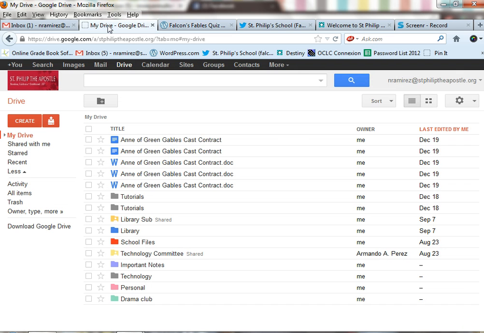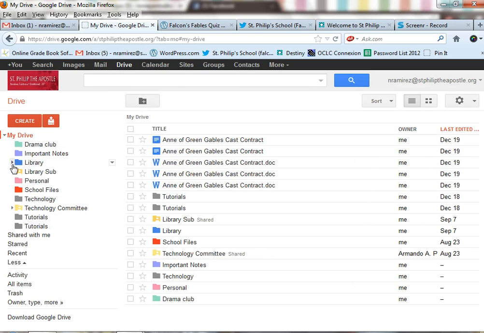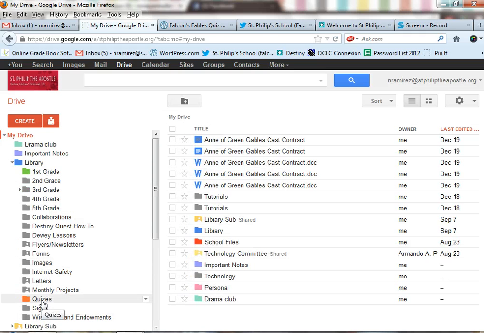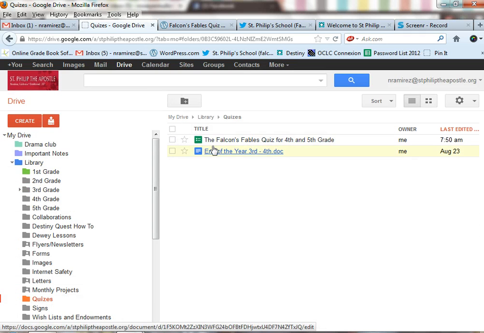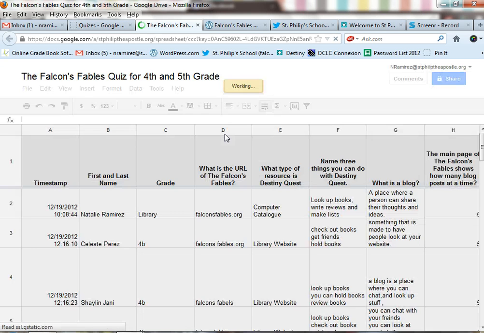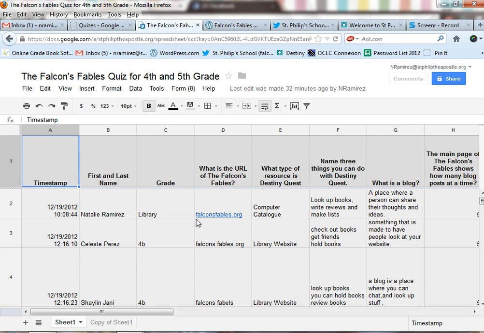And what happens then, in my Google Drive, the form creates a spreadsheet. So if I go to where I have set it up to save it, there it is, the Falcon's Fables quiz for 4th and 5th grade. And that little symbol is the spreadsheet symbol. So if I open it up, I now have a spreadsheet with all the people who have taken the quiz so far and their answers.